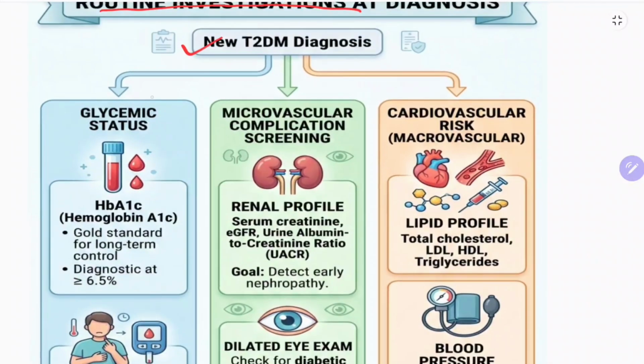So what is our goal? Number one is to know the glycemic status. Number two is to screen for microvascular complications. Number three is to screen for macrovascular complications. How will you screen for macrovascular complications? By knowing the cardiovascular risk. So: to know the glycemic status, to screen for microvascular complications, and to screen for macrovascular complications.